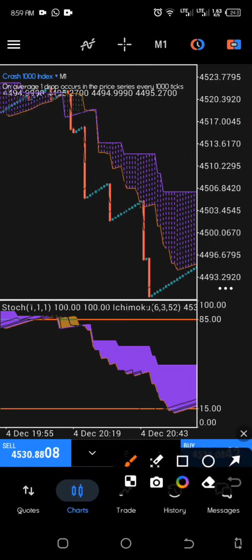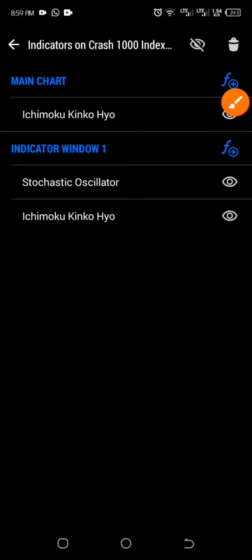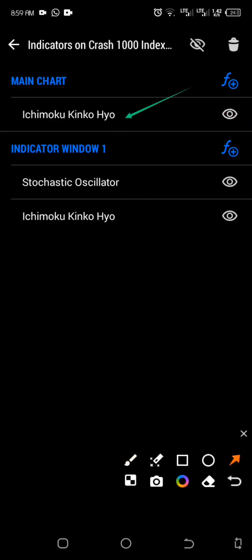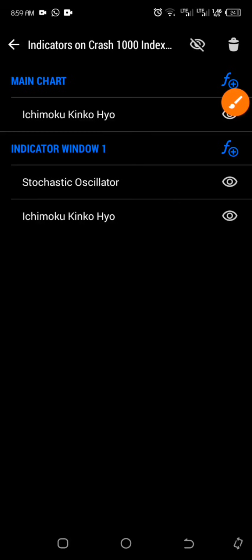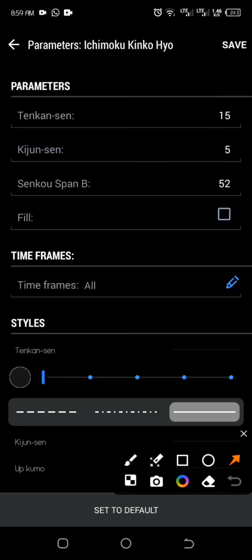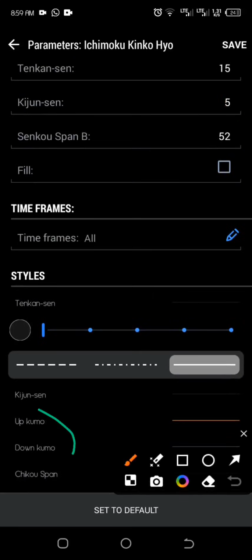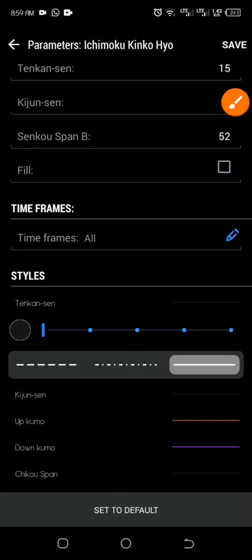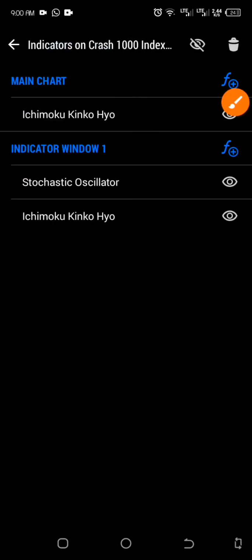So the first thing you have to do is click on this icon you are seeing at the top. After clicking on this icon, you are directed to where you add your indicators. The first indicator we are going to add is the Ichimoku. How do we add this? We click on this F icon right here, and these are the parameters. The Kijun is 15, the Tenkan is 5, the Senkou Span B is 52. We only need the up Kumo and down Kumo, so set the remaining ones as background color, then click on save at the top. That's the first indicator we are adding for the strategy.